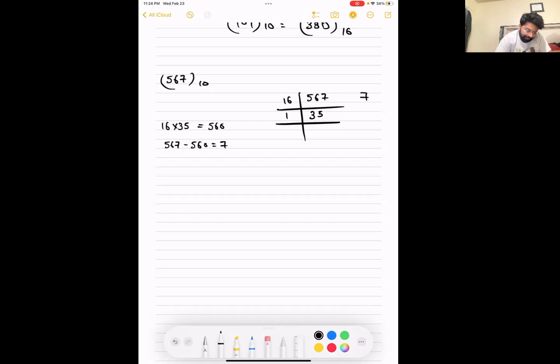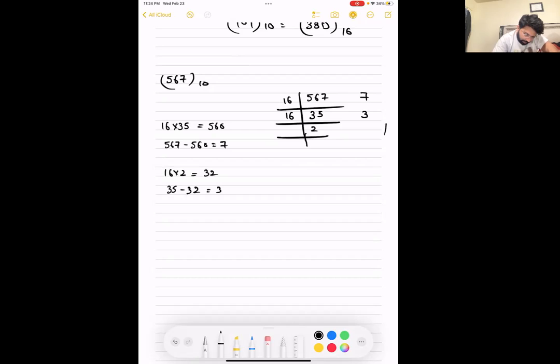if you divide 35 by 16, you're going to get 2 point something. Now, 16 multiplied by 2 is 32. So 35 minus 32 is 3. So the remainder is 3. Since 2 is smaller than 16, we're just going to leave it as it is.